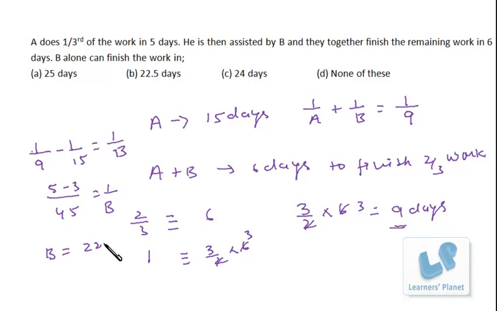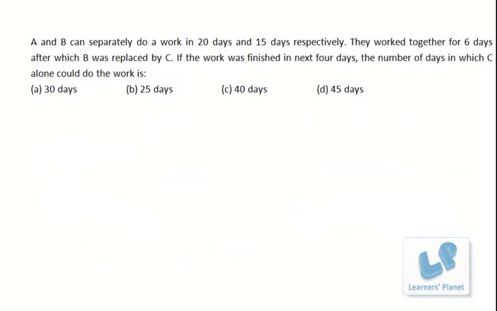So B will be taking 22 and a half days to finish up the task, right? Now let's try this problem. A and B can separately do a work in 20 days and 15 days respectively. They work together for 6 days, after which B was replaced by C. If the work was finished in the next 4 days, find the number of days in which C alone could do the work. Now, the capacity of A is 20 days, the capacity of B is 15 days.